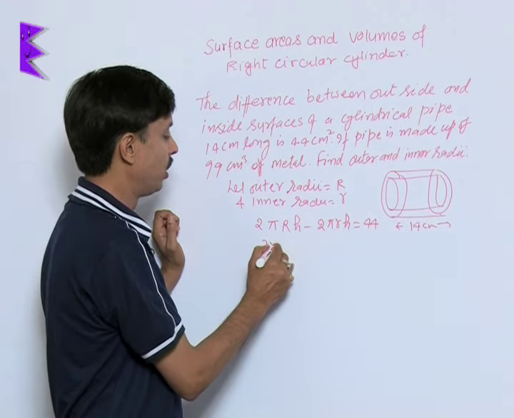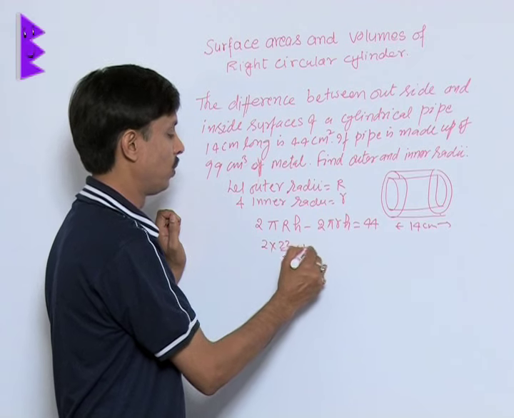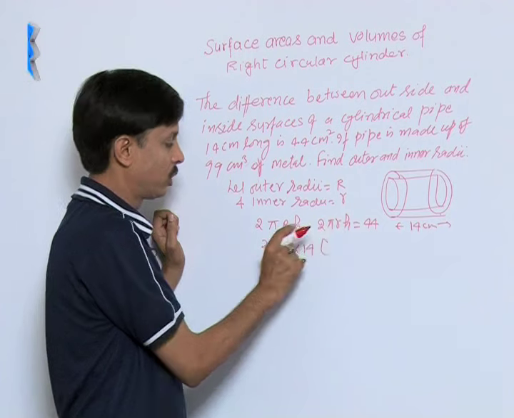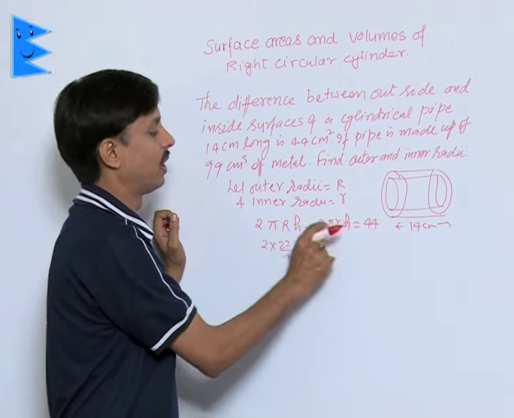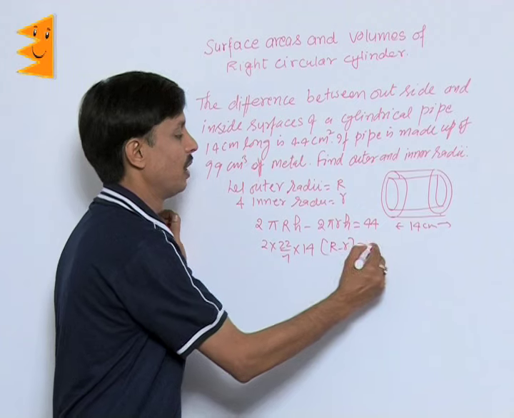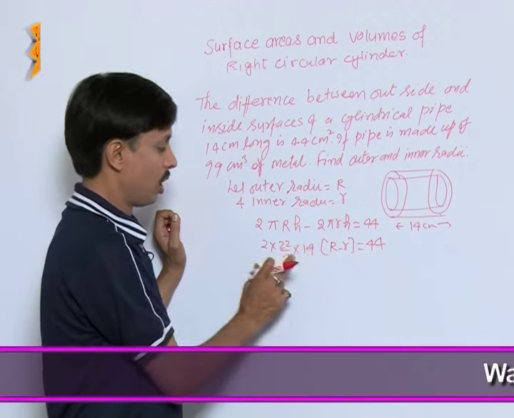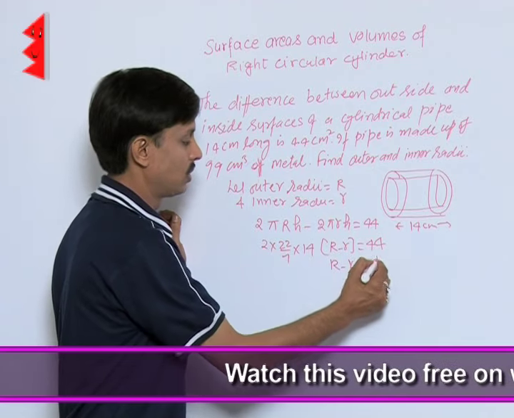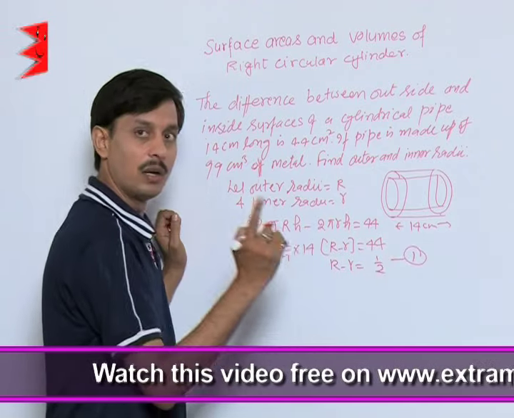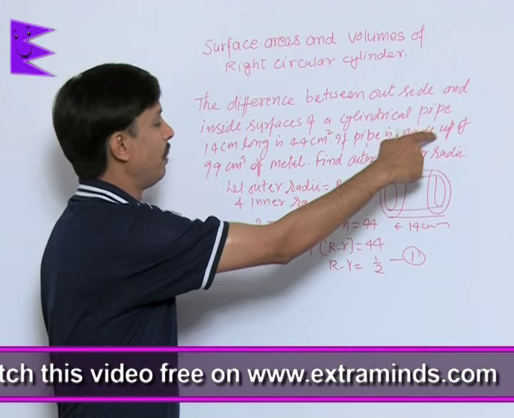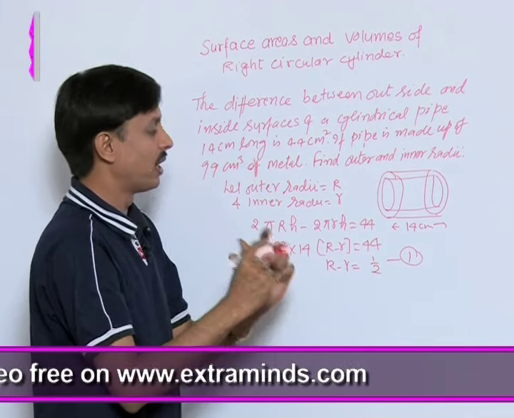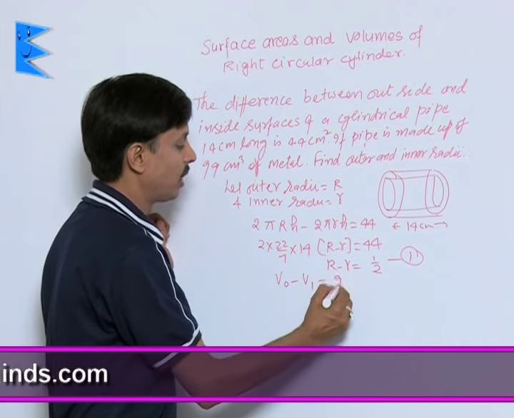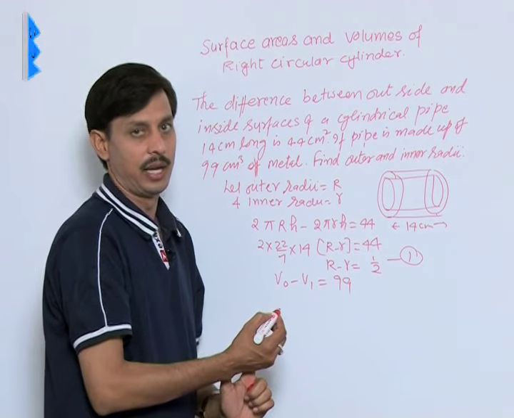I will say 2 into 22 by 7 into 14. 2 into pi into h is common. So the inner portion will be capital R minus small r is equal to 44. On simplification, I can say R minus r is 1 by 2, equation number 1. The pipe is made up of 99 centimeter cubic metal, means outer volume minus inner volume is 99.